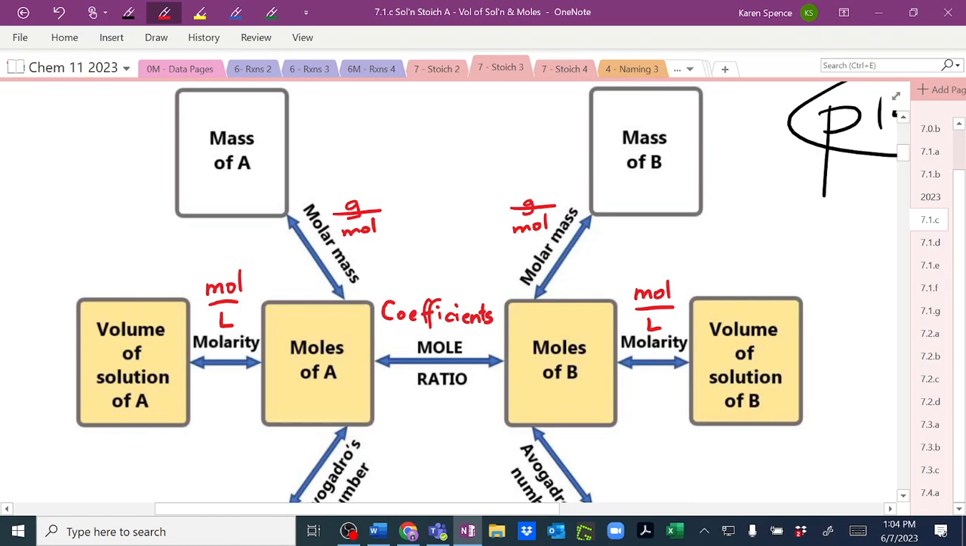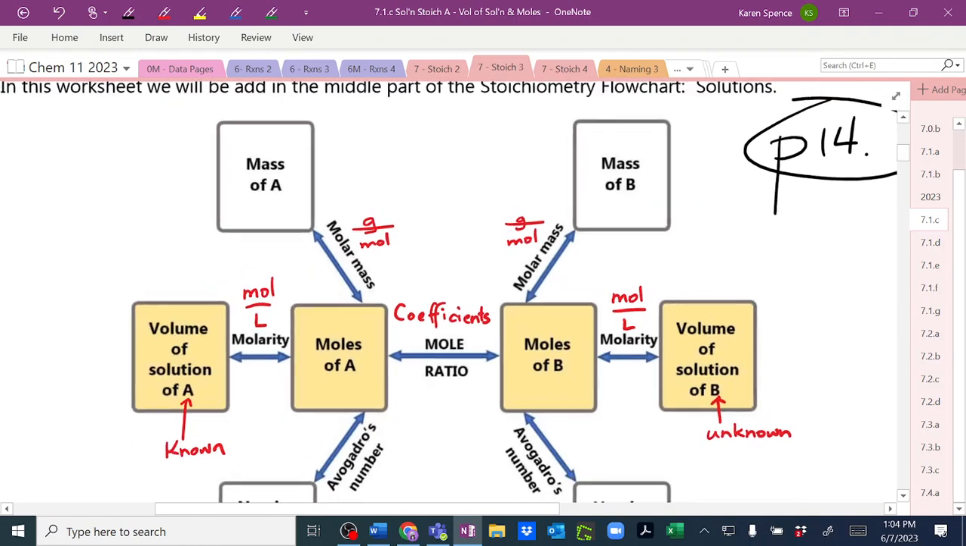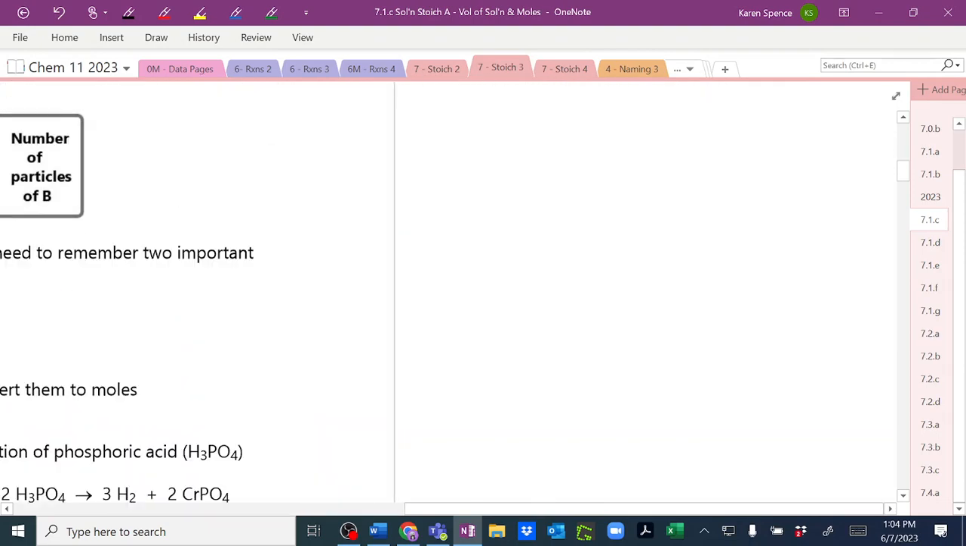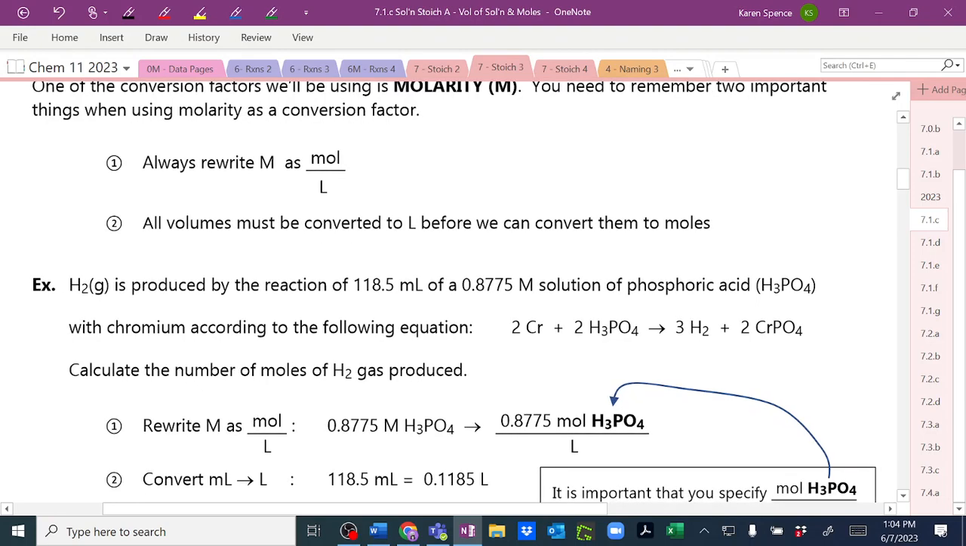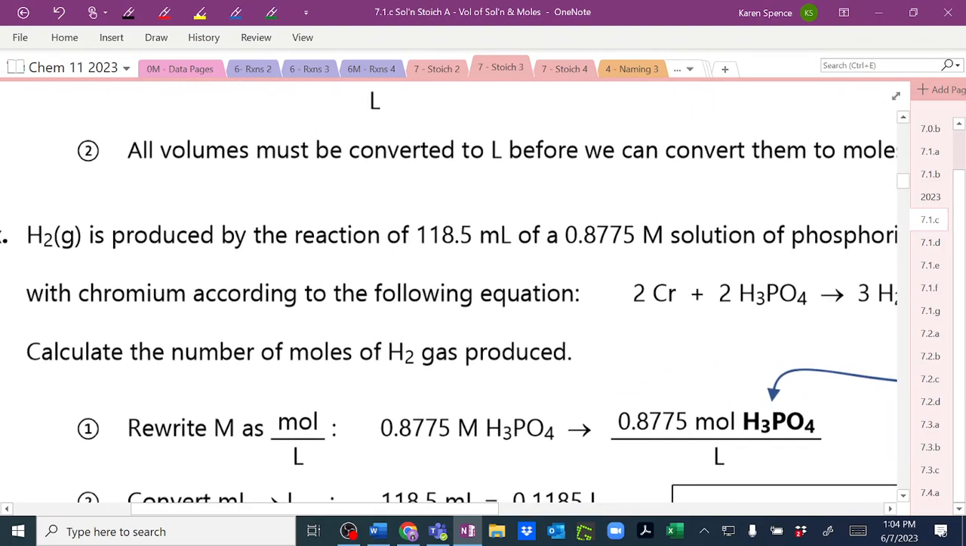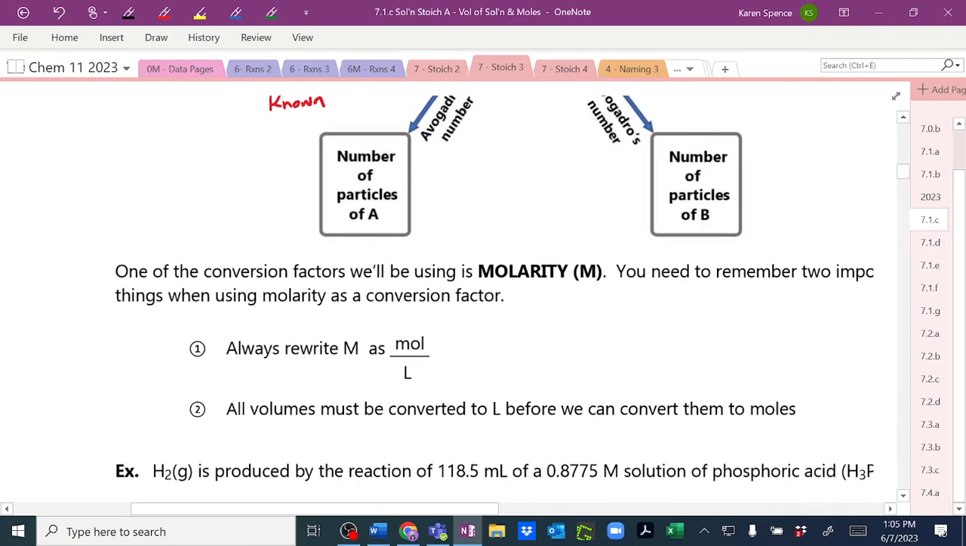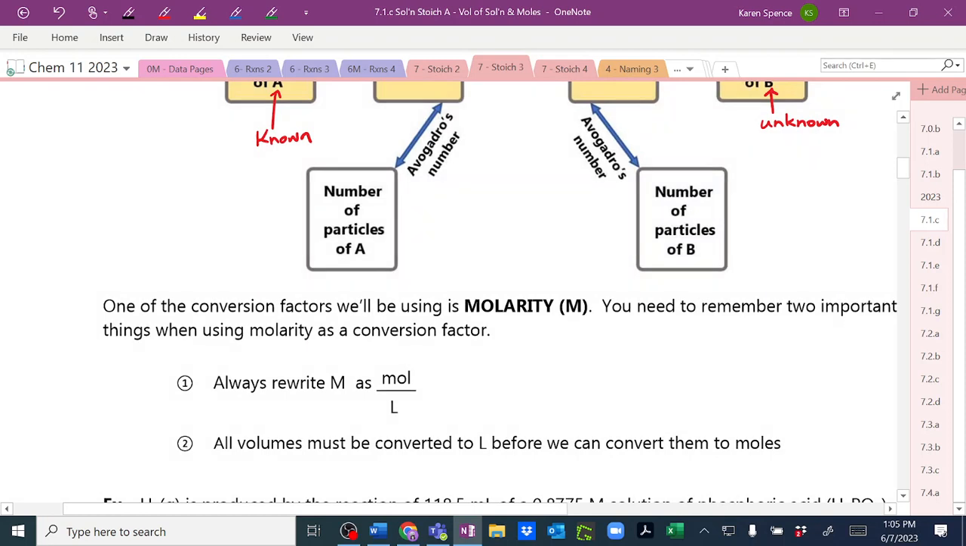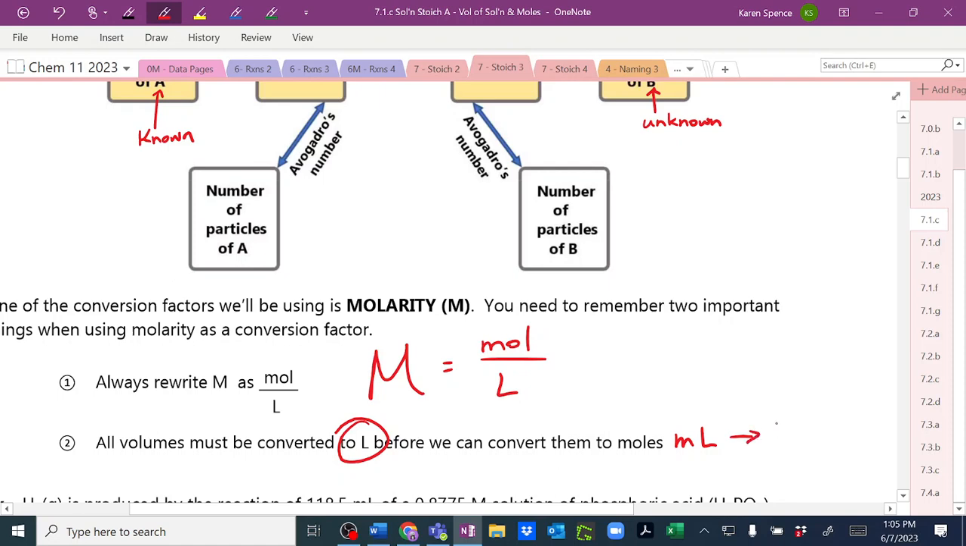Okay, so we're going to be focusing on that middle section today. A is going to be your known substance, and B is going to be your unknown substance. Couple of things: molarity, when it's given in the question, you're always going to rewrite molar as moles over liters. And you're always going to convert volume into liters. So you're going to need to take your milliliters and convert them into liters.